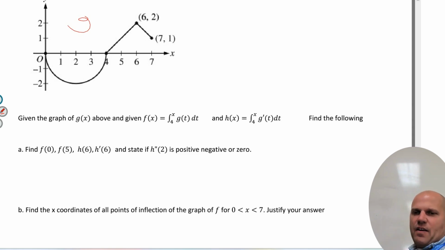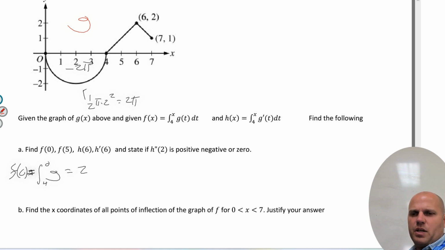Find f of 0, f of 5, h of 6, h prime of 6. Okay, f of 0 would be the integral from 4 to 0 of g. So 4 to 0 is the opposite of 0 to 4. This is half of a circle, pi times 2 squared, so this is 2 pi, but it's underneath the x-axis, so that's negative 2 pi.